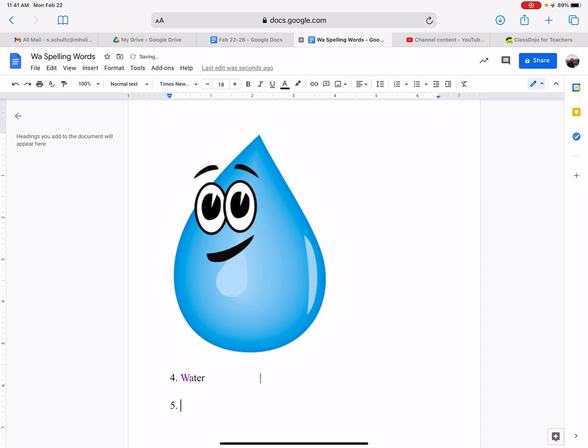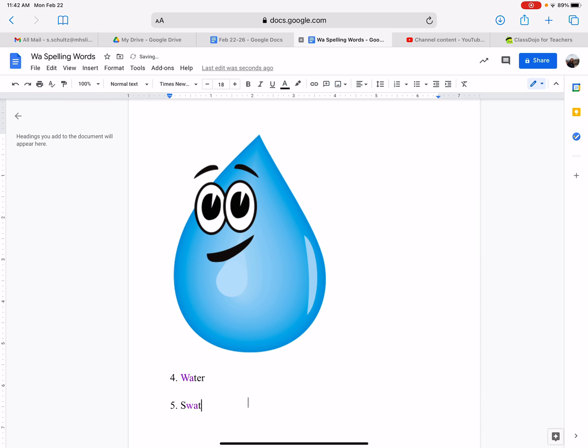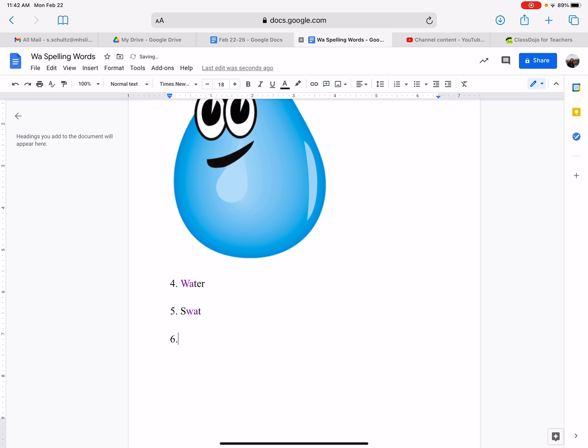Okay, and number 5 is going to be swat. Swat. There was a wasp, and I had to swat it with a fly swatter. Swat. And that was kind of like a tongue twister to say. Notice where the WA is in that word. So notice what makes the beginning of swat. Swat. So the WA is in the middle of swat. And I'm going to highlight it purple so you guys can see where the W-A is.